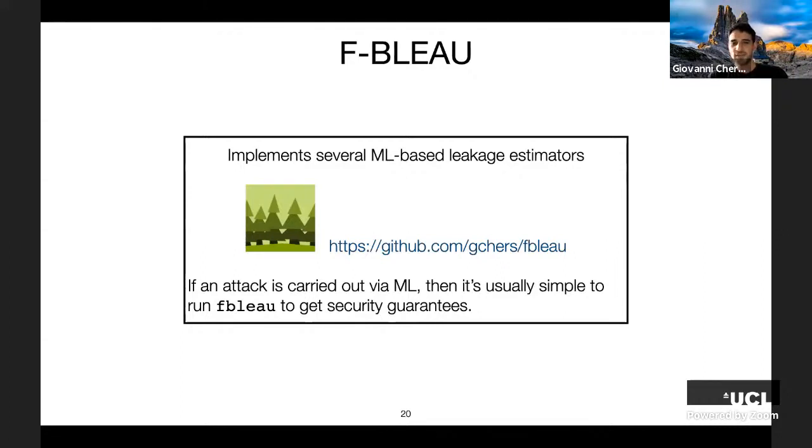Now, I think if there's just one takeaway from all of this, it is that if you are carrying out an attack by using machine learning, then it's very likely, and probably very simple, to run F-BLEAU to get a leakage, a notion of leakage for the system or the attack setting you're trying to evaluate, and of course getting security guarantees.